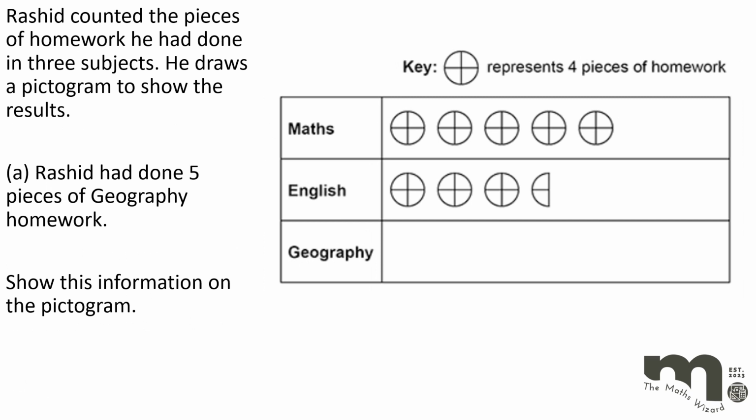Okay, so let's look at the first part of this question. So we're already given a key here, and we're told that 1 full circle represents 4 pieces of homework. So if you draw that on there, that represents the 4 that he's done. And then because we've got 4 quarters there as part of that circle, the circle is split into 4 quarters. What that tells us is that one of the quarters is going to be worth 1 piece of homework. So we just need to draw an extra quarter circle on there for that extra piece of homework that he's done.